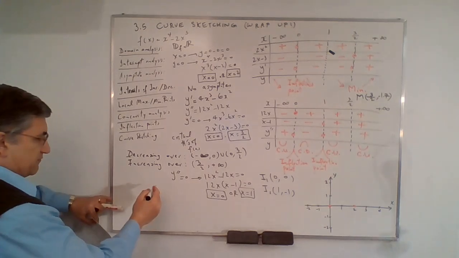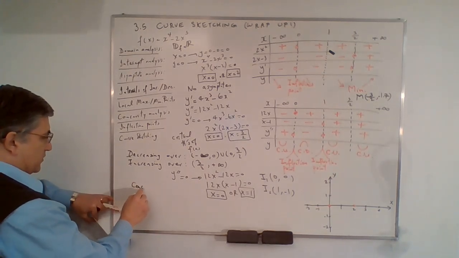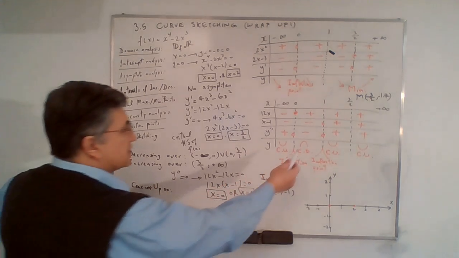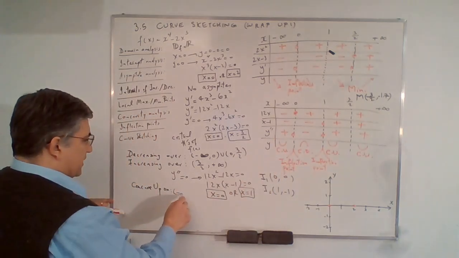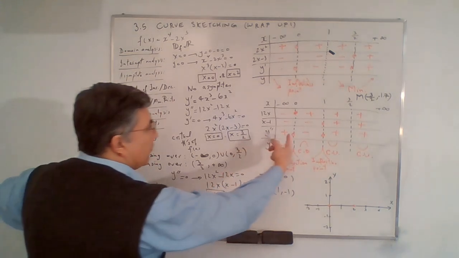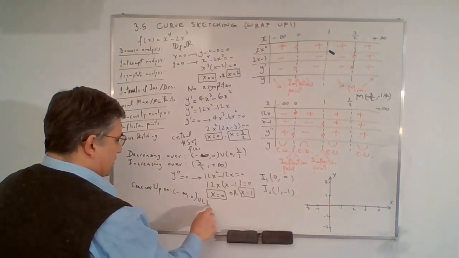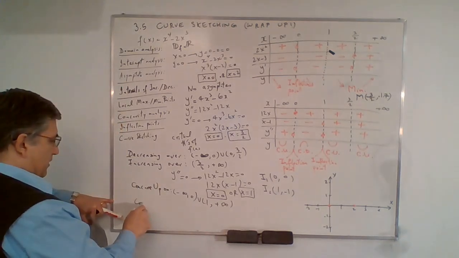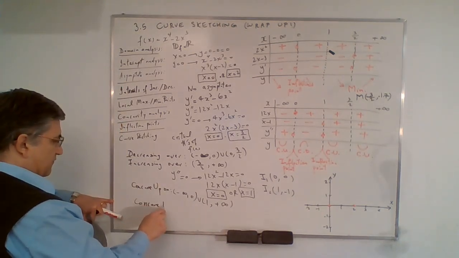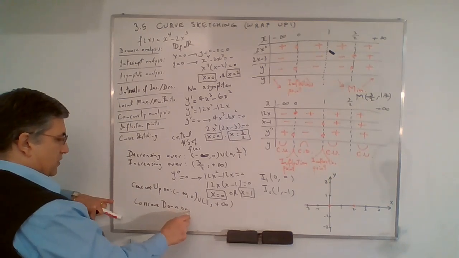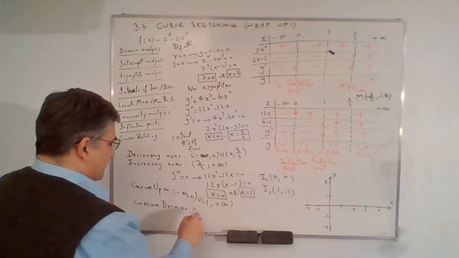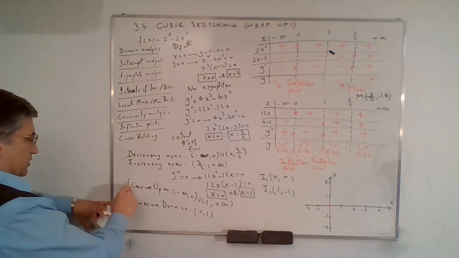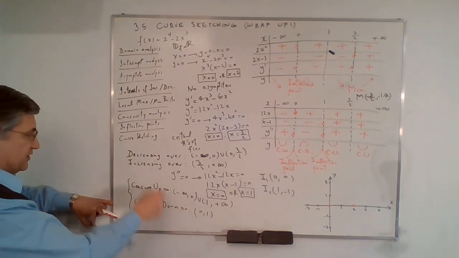Intervals are concave up, concave down. I'm going to find it here. So concave up on the interval, let's look. It goes from negative infinity up to 0, and then it continues from 1 towards positive infinity. And concave down on the interval from 0 to 1, obviously, and that was it. So intervals of concave up, concave down is very clear.